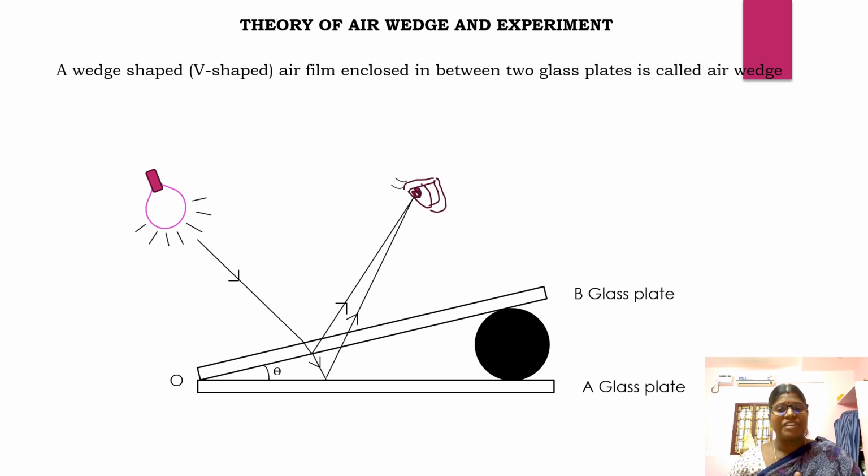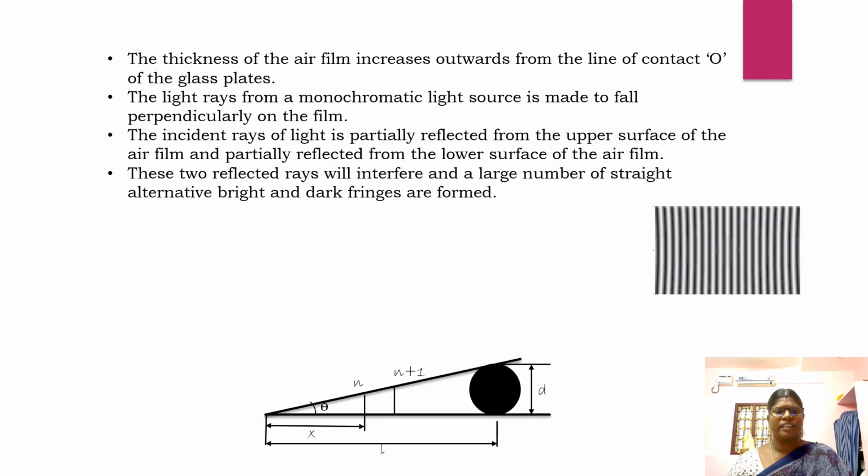Generally the air wedge is formed between the two glass plates by introducing a wire or a piece of paper between the glass plates. So an air wedge is formed. This is known as air wedge. When you observe the interference pattern from the air wedge, you will see alternate dark and light fringes like this. The thickness of the air film increases from the line of contact O to the point where the wire is placed.